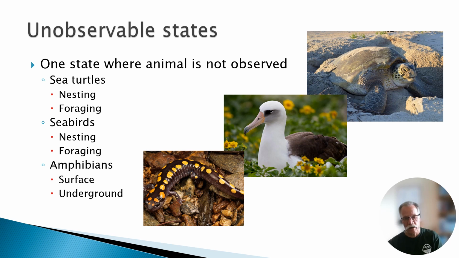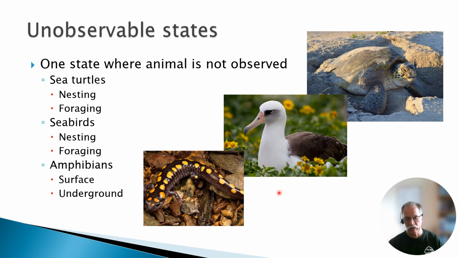Another situation where these multi-state models are used a lot is when you have unobservable states. And you say, well, how can you do anything with unobservable states? Well, you make some assumptions, but you can actually get estimates of these same parameters. For example, female sea turtles will come in, nest on a beach, and then they may stay away and forage the next year and not come into the beach. There's no chance that you're going to see them in that situation, so that foraging state would be a non-observable state.